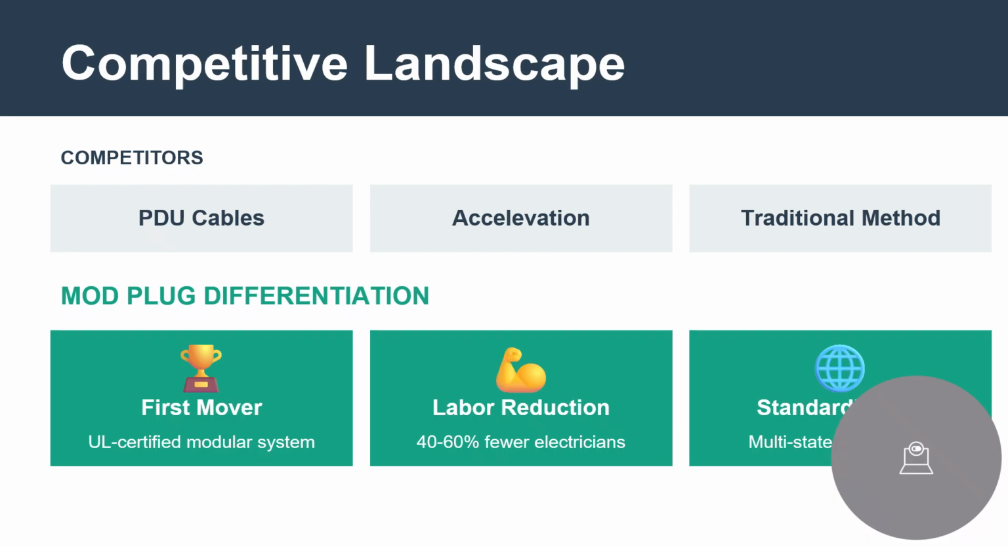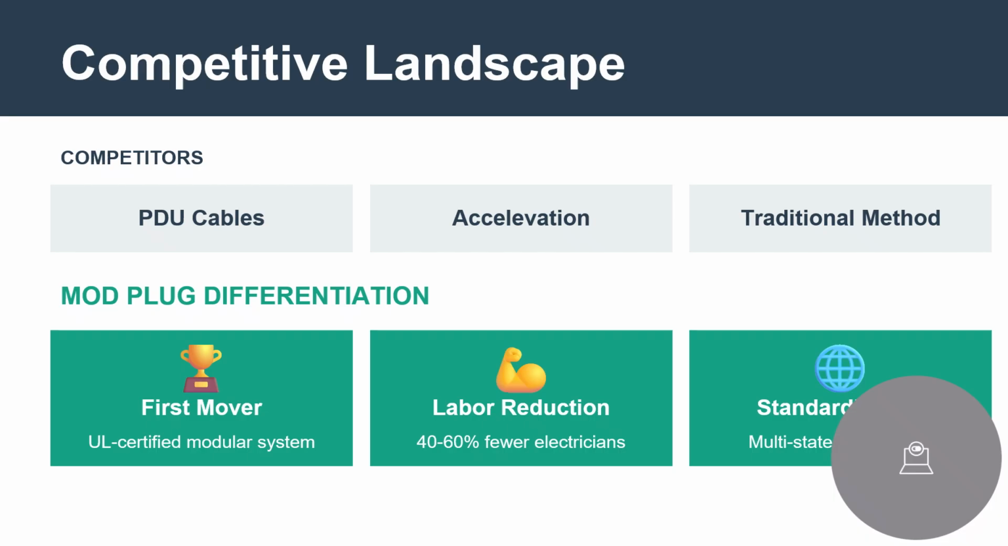And third, there's the traditional method of field terminations by licensed electricians, which is really our biggest competition because it's the status quo. So what's our differentiation? This is where we apply a counter-positioning strategy. We're the first UL-listed modular system in this space. That UL certification is a significant barrier to entry. It takes time, expertise, and money to achieve. This gives us first-mover advantage with built-in competitive protection.